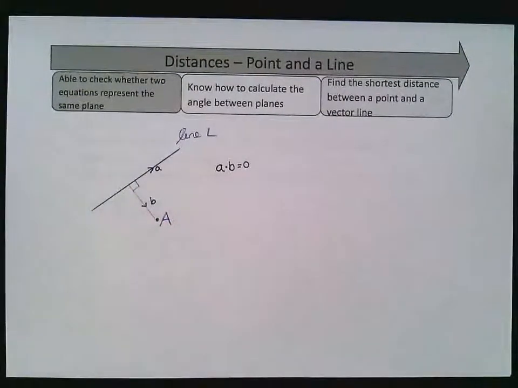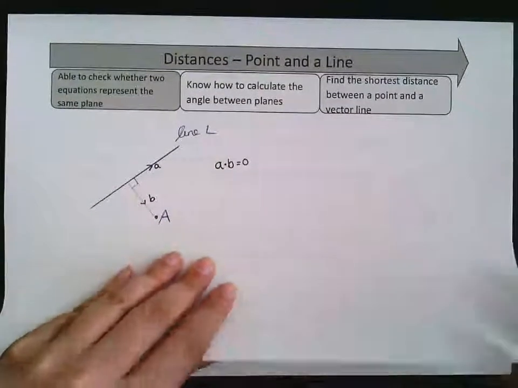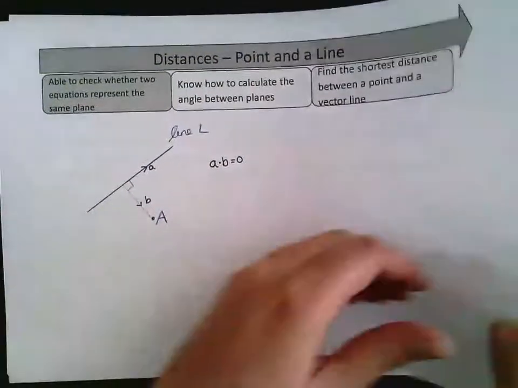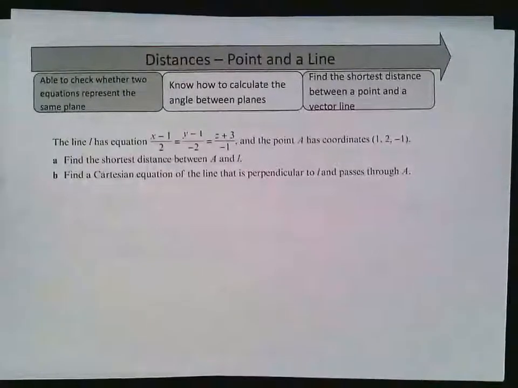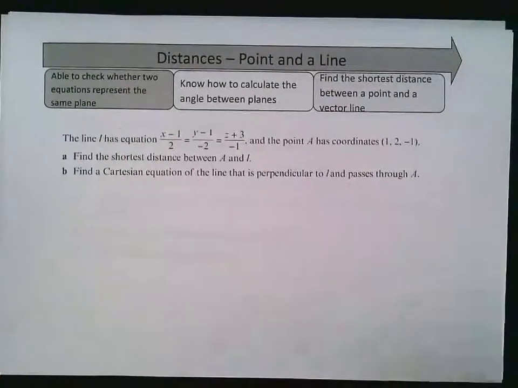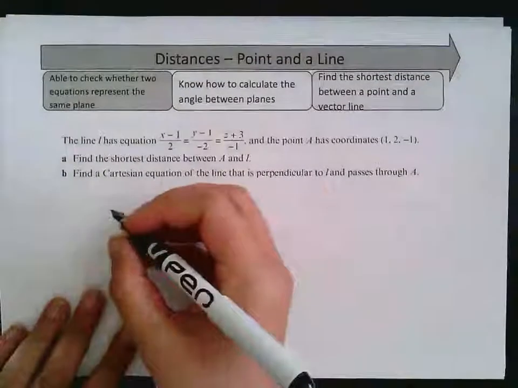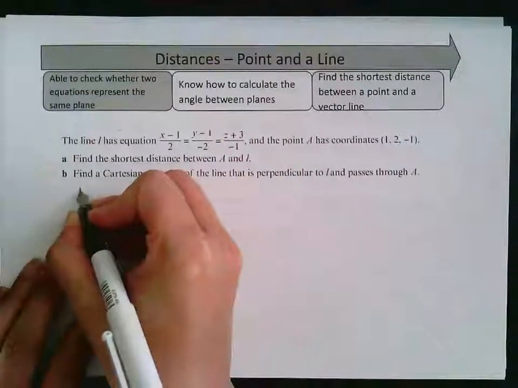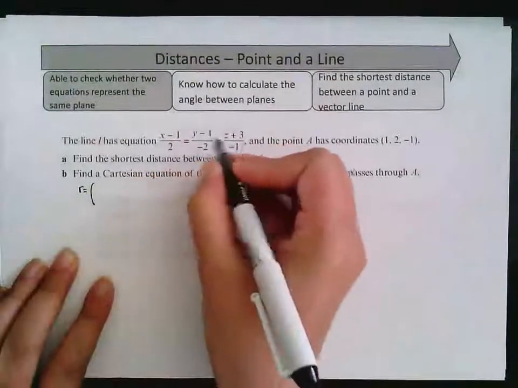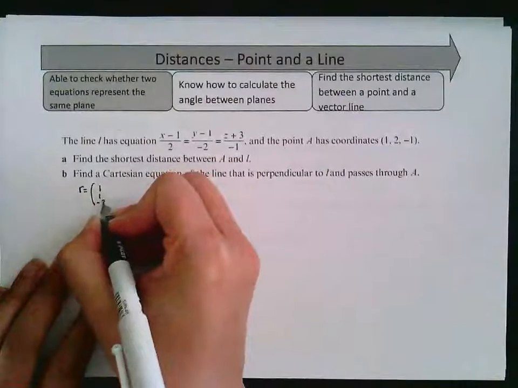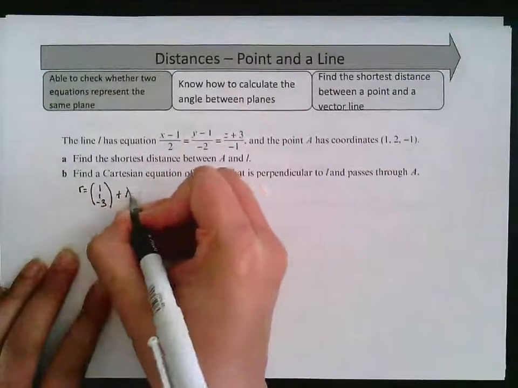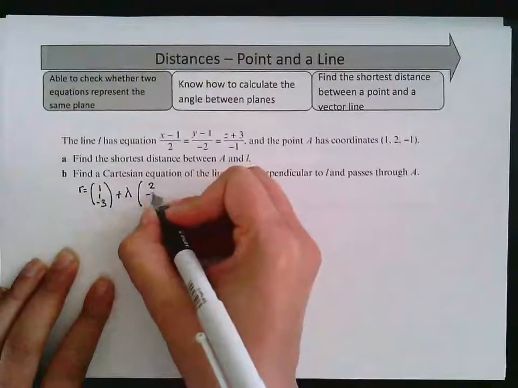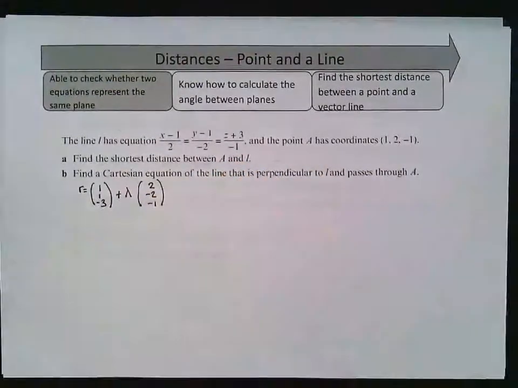So the best way to explain this is to go through an example. This is the one we're going to do. I have the equation of a line in Cartesian form, and we have a point A with the coordinates 1, 2, minus 1. Now, for these, I like to have the equation in the vector form, so the first thing I'm going to do is rewrite this equation as (1, 1, minus 3) plus lambda (2, minus 2, minus 1).